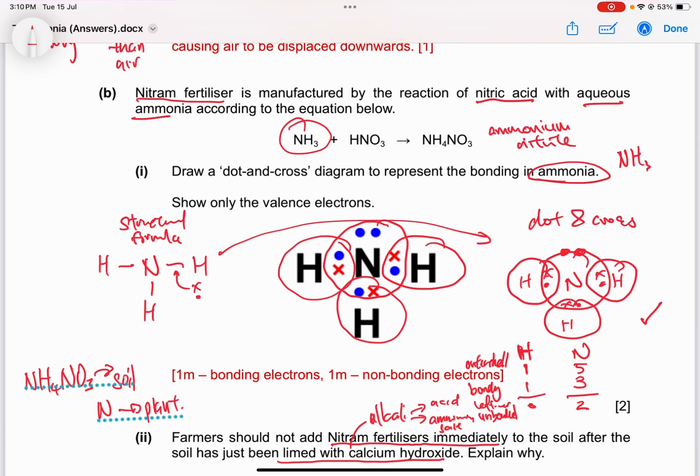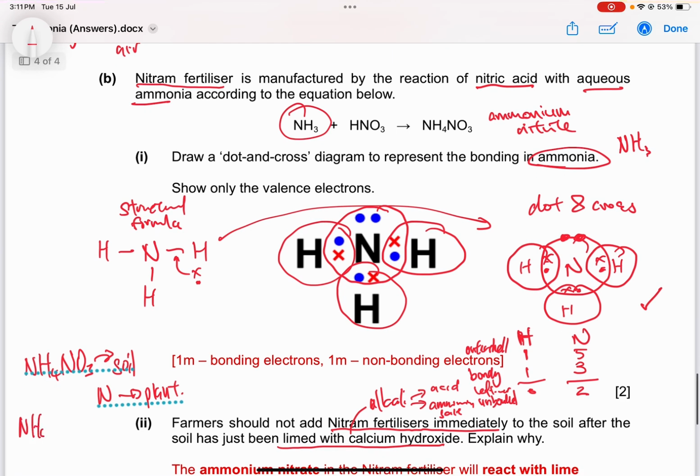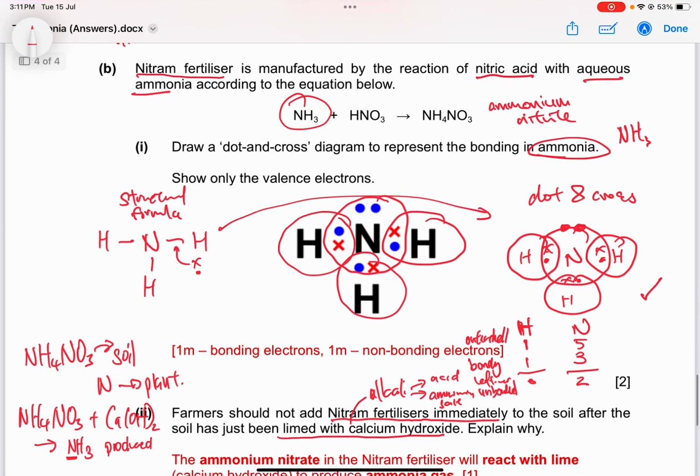But what happens is that when I have calcium hydroxide, my ammonium nitrate will actually react with my calcium hydroxide. And when this reaction occurs, my NH3 will be produced. So that means ammonia gas is produced, and if it's a gas, the nitrogen will actually escape into the surrounding instead of going to the plant. That becomes a problem because I want all my nitrogen to go to the plant, but because of the reaction between calcium hydroxide and the ammonium salt, it doesn't go to the plant.